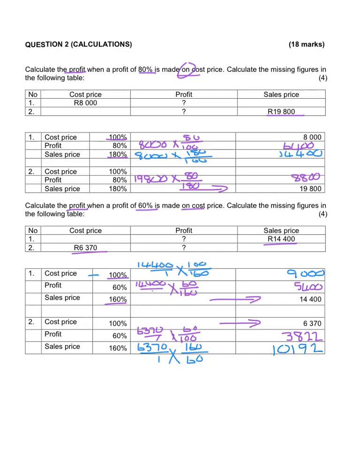10,192 Rand. Determine whether the profit is made on cost price or sales price, and determine for each question whether you have to calculate the cost price, the profit, or the sales price.